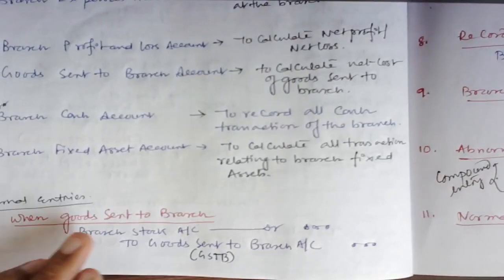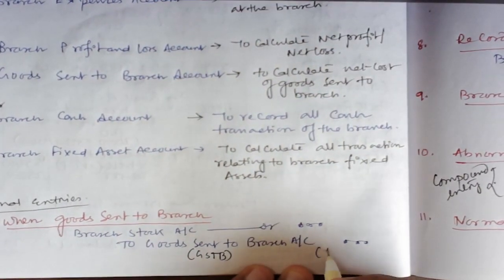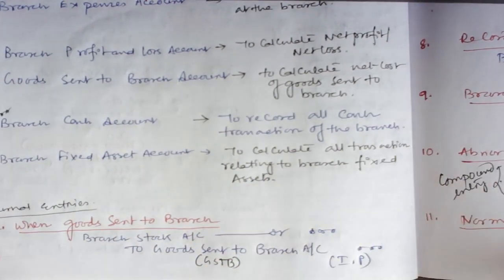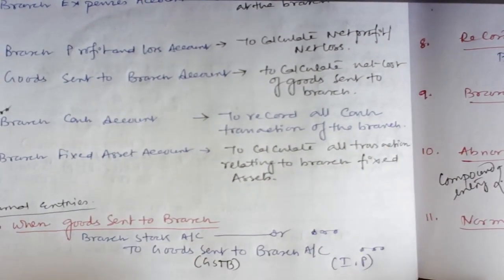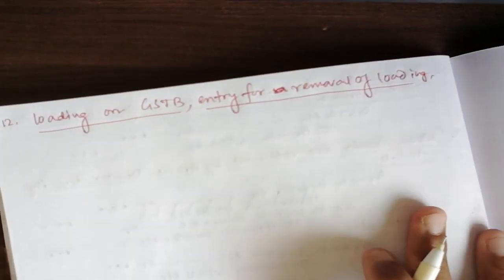See, when goods are sent to the branch, it is recorded at IP, invoice price. So branch stock to goods sent to branch. Now I want to unload this invoice price loading. So what will be the journal entry, sir? In the given case, the journal entry is very simple, sir. Goods sent to branch adjustment.